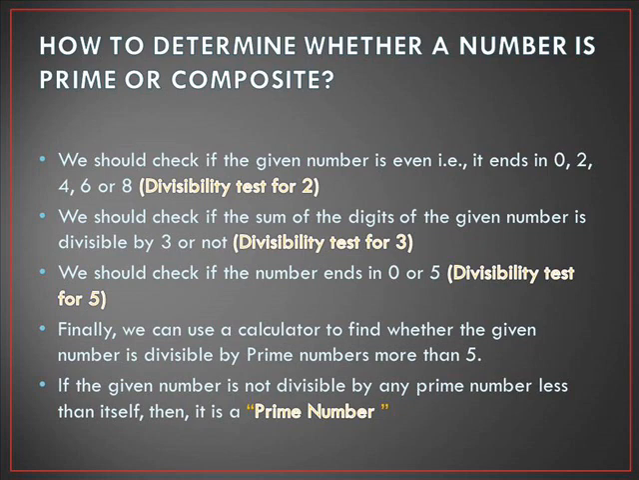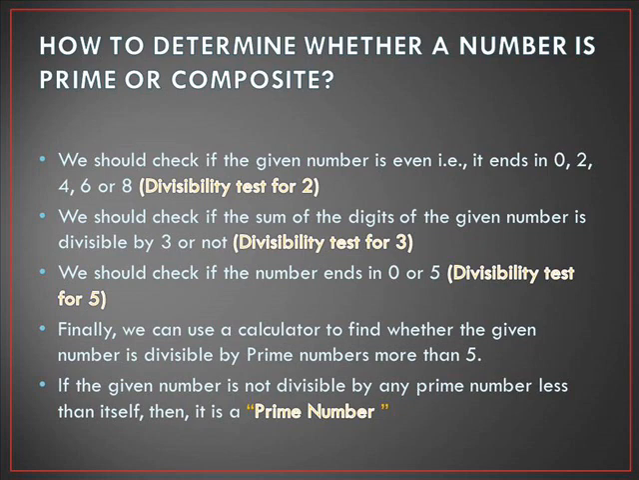Whenever we are given a question in which we need to determine whether a number is a prime number or a composite number, first of all, we will check if the number that is given is divisible by 2 or not. That is quite simple. If the given number is even, that is, it ends in 0, 2, 4, 6 or 8, then it is divisible by 2. If the number is divisible by 2, then it is a composite number.